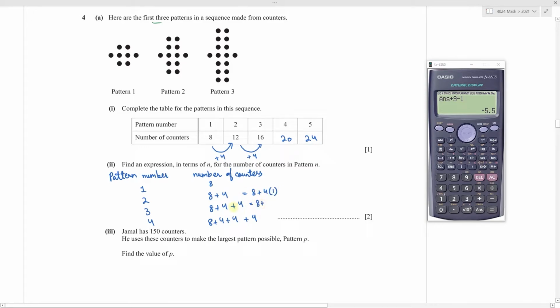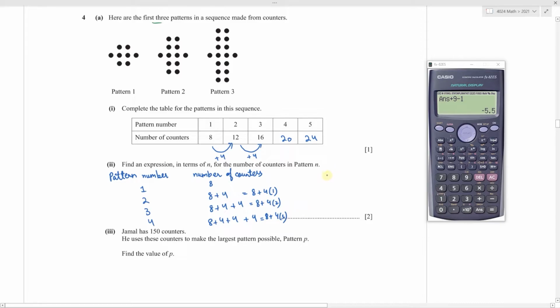So if you look at this, you are adding 8 plus 4 times 1. This is 8 plus how many times 4? 4 times 2. This is 8 plus 4 times 3. So how many 4s do you add each time? Here you are adding 3 when your pattern number is 4. Here you are adding 2 when your pattern number is 3. Here you are adding 1, 4 when your pattern number is 2. So each time the number of 4s you add is 1 less than the pattern number. So pattern number 4, you're adding 3 4s.